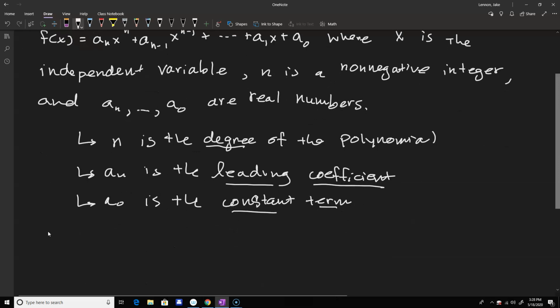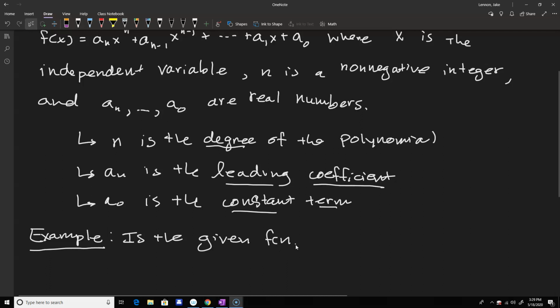So the first thing we'll want to look at is some examples that show what polynomials look like and some examples where perhaps they fail. So we'll say, is the given function a polynomial? And if so, identify the degree.